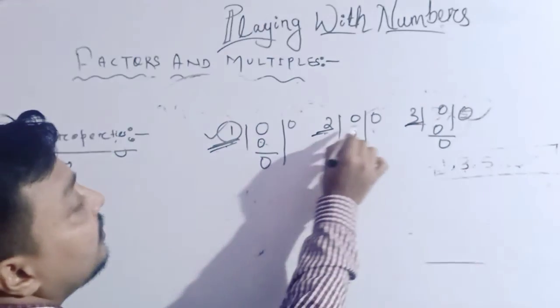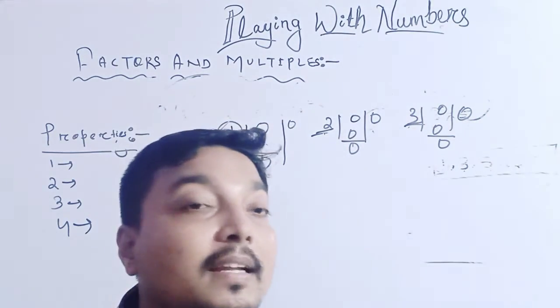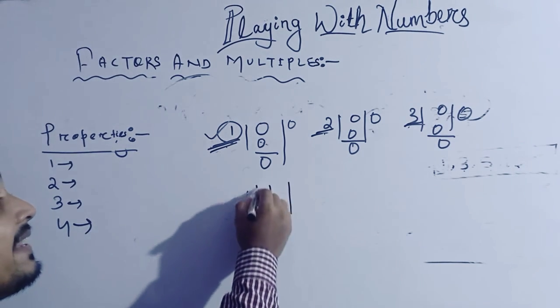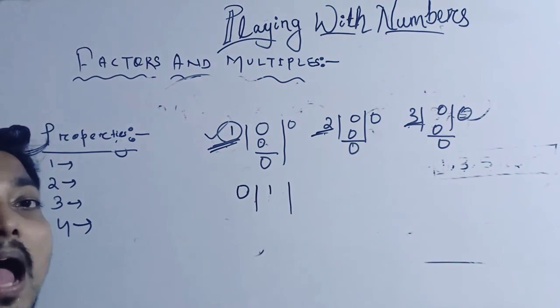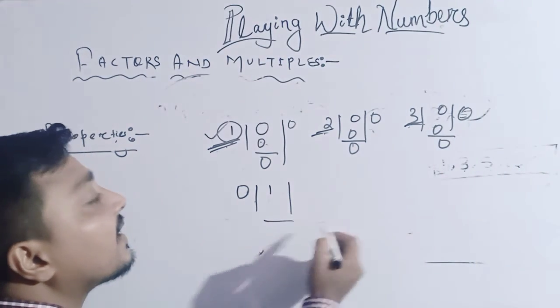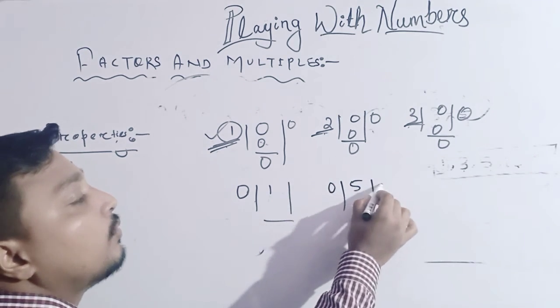Every non-zero number is a factor of 0. Which number is not a factor? Another important thing you have to remember: I cannot divide any number by 0, and I cannot get a result. For example, 5 also I cannot divide by 0. 0 into how much is equal to 5?